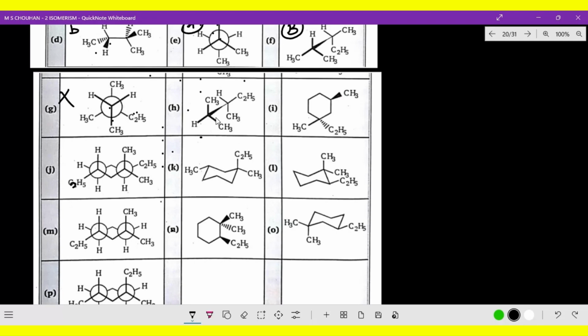Here what it is, CH3. So how many carbons are there? Here itself we can check it. Here 1 and 2, 3. This is actually what it is, 3 4 5, right? So that means 2 3 dimethyl pentane. So 2 3 dimethyl pentane, it is a B, right?